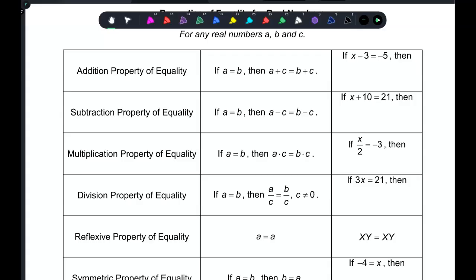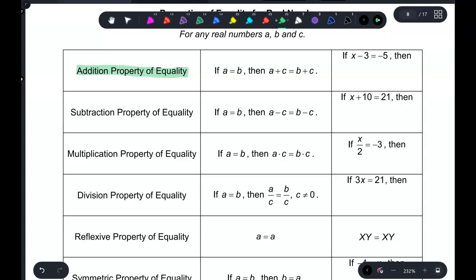Remember your teacher back in Algebra 1 would teach you how to balance an equation. Whatever you do to one side, you have to do to the other side, right? Those are your properties of equality. So our first one is the addition property of equality.